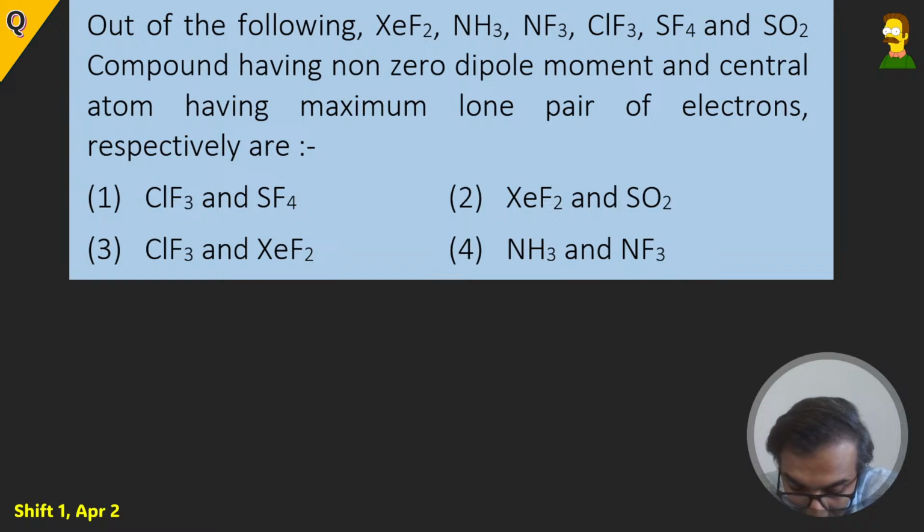Okay, non-zero dipole moment. Now you may be tempted to eliminate XeF2 because of non-zero dipole moment, but does XeF2 have non-zero dipole moment? Yes or no?